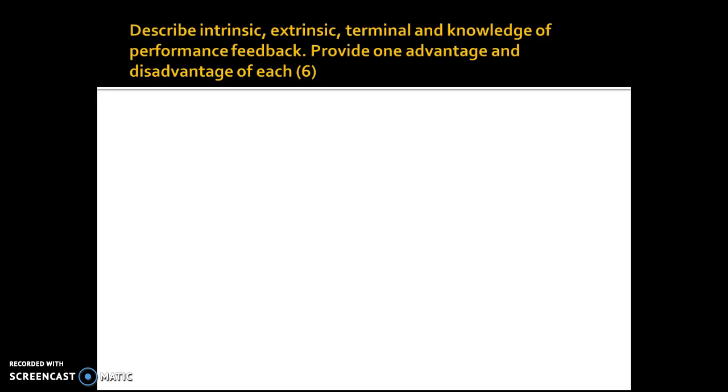Next one. Intrinsic, extrinsic, terminal, and knowledge of performance feedback. You need to provide an example and give an advantage and disadvantage of each. There's repetition, I know, but I'm really conscious of this being a 10-mark question. I want your last session to be on that. So can you now start to think about the advantage and disadvantage of those 4 types? Remember each of them has a translation word. Intrinsic links to sensory, extrinsic, external source, terminal, end, knowledge of performance, technical quality.